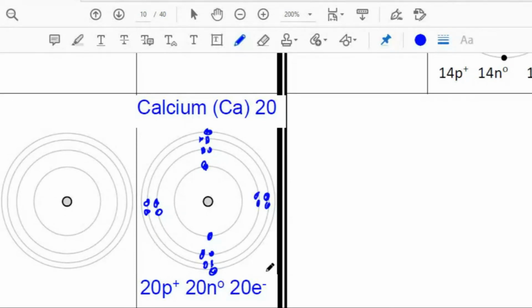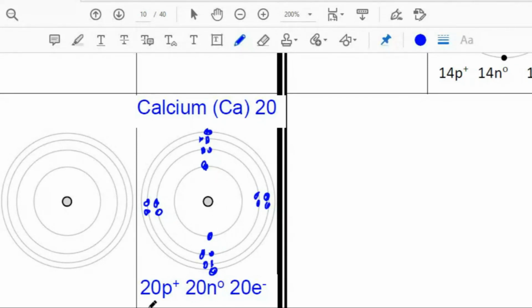We can do a quick double check. We can count all those electrons. So 2 in the outermost shell, 8 in the next one, that's 10. 8 in the next shell, that's 18. And 2 in the innermost shell, that makes 20 in total.